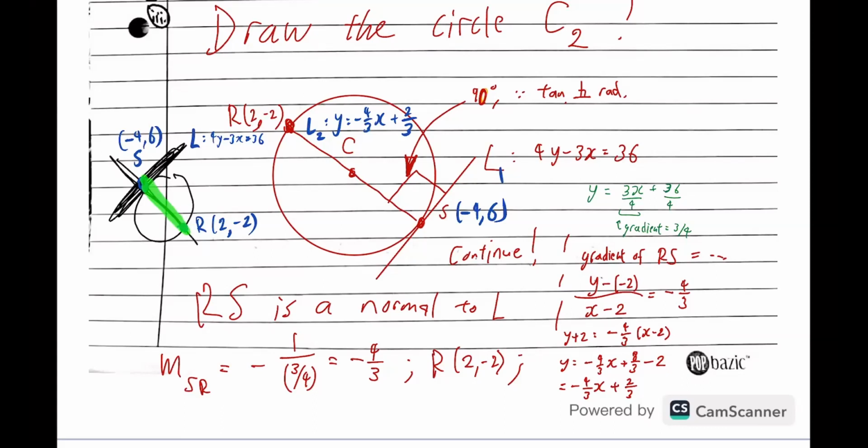Circle C2 has a diameter SR. So how do you find the radius? Divide by 2, exactly. I'll leave that as homework to you, or you can read the solution. Then how about the coordinates of the center? Midpoint. Very good, it's the midpoint. So negative 4 plus 2 divided by 2. 6 plus negative 2 divided by 2. Then you get negative 1, 2. Okay, that's it. Let us move on. I think you get it.